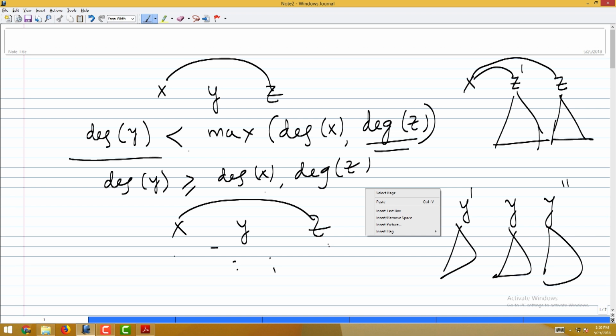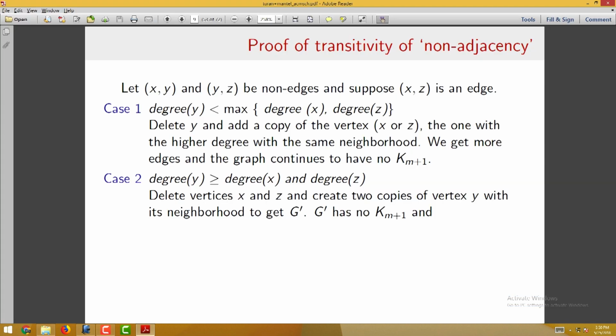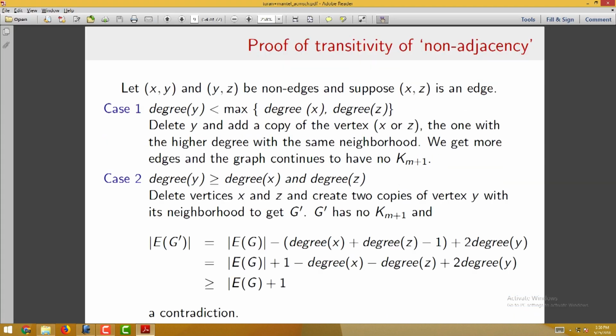Okay. So, there is a little calculation you can do to show that the number of edges now is your degree of x plus degree of z minus the one edge which is gone, but it is replaced by degree of y. You can show that the number of edges now is more.